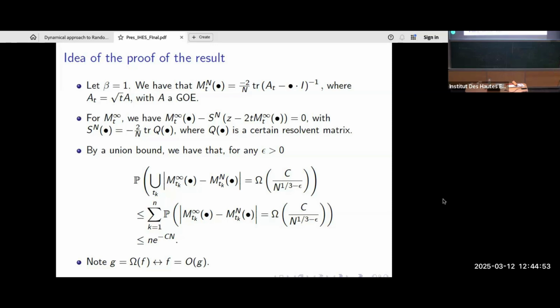A_t is simply square root of t, the time factor, times A, where A is a GOE. What is a GOE? GOE is a Gaussian orthogonal ensemble. You can think about it as a matrix of this form. So I have square root of two times normal(0,1) on the diagonal. And the entries here, of course, are equal to the entries there, and they are all normal(0,1). So basically, I have this type of Gaussian ensemble, and I multiply it by the square root of t, and I take the trace of the inverse of this type of object, and this is the normalized trace of this random matrix.